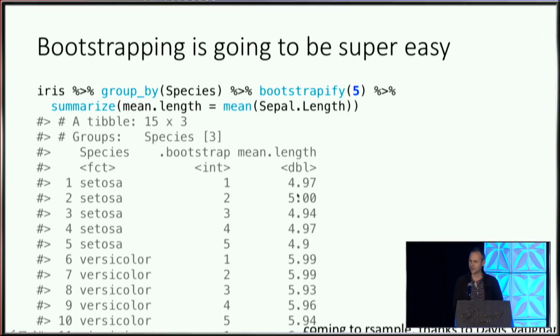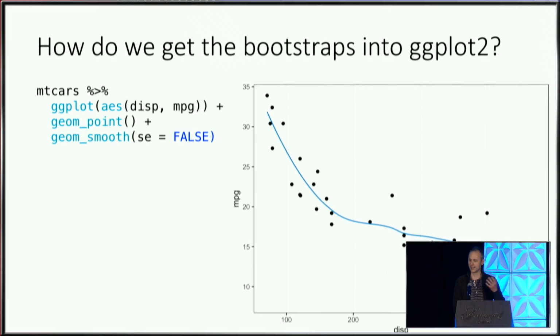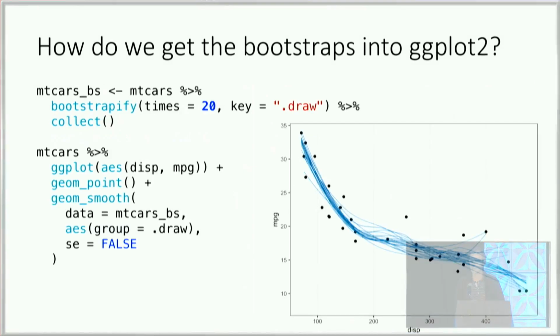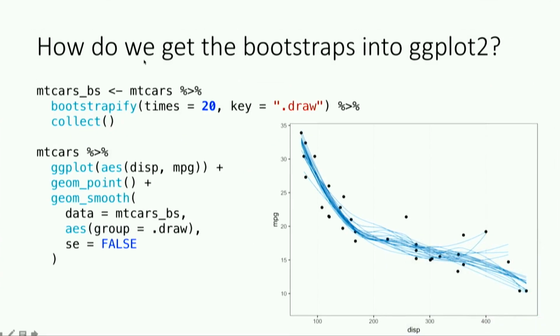So now we can think about how we get this into ggplot, right? Let's say this is our static plot without any bootstrap. And so now we have to bootstrap. I make a bootstrapped data table, I bootstrap 20 times here, and this gives me the name of the key column, which I group by here, and so I get bootstrap plots. Okay, that's fine. It's still not easy enough.